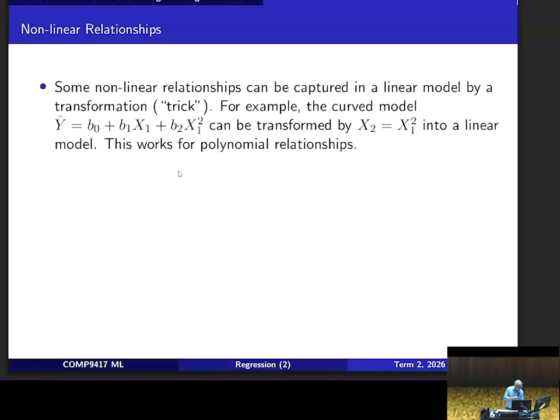So that could happen like this. To say the hidden function was really this, y is b0 plus b1x1 plus b2x1 squared. Okay, you can now create, that's not linear, right? That's not linear in the parameters, because this is a linear function of this thing here, which is not linear.